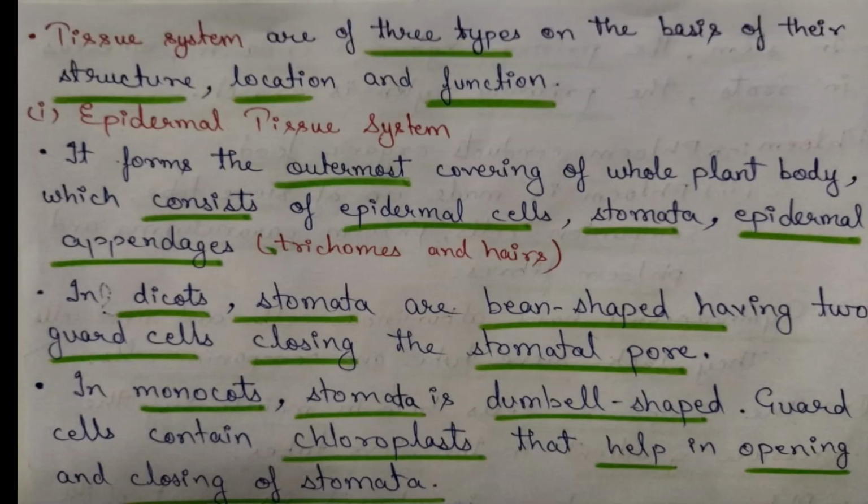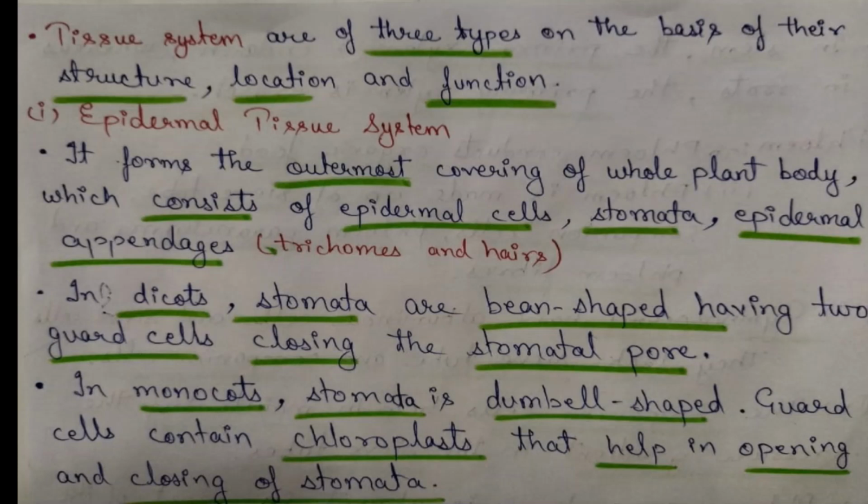Next we look at tissue system. There are three types of tissue system which are divided on the basis of their structure, location and function. First we have epidermal tissue system. It forms the outermost covering of whole plant body, which consists of epidermal cells, stomata, and epidermal appendages, which are trichomes and hair. In dicot, stomata are bean shaped, having two guard cells closing the stomatal pore.